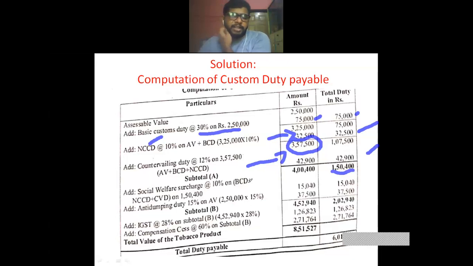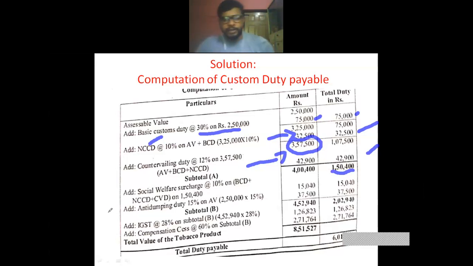Therefore I have given, check it, BCD plus NCCD plus CVD, nothing but this total, last column total. This is very, very important. If you take this amount, everything goes wrong. Therefore observe carefully. 1,50,400 into 10%, that is 15,040. Same amount, write it in outer column.